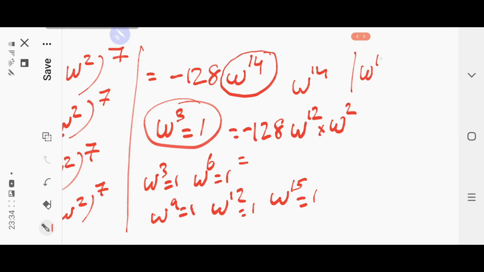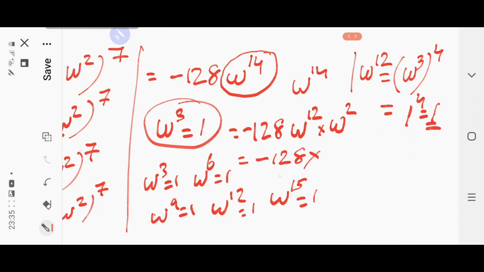can be written as (ω³)⁴. What is ω³? 1 raised to 4, that answer is 1. If ω³ is 1, then for the multiples of 3 as the power of ω, like 3 and 6, it is always 1. Therefore, you can write −128 into ω¹² which is 1, into ω².